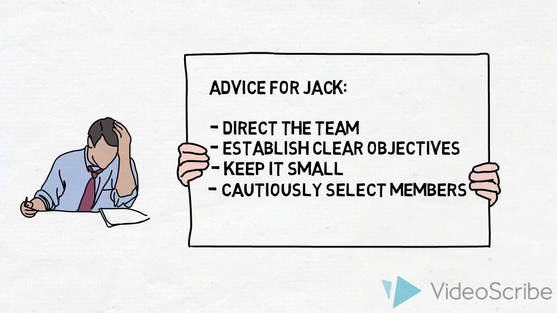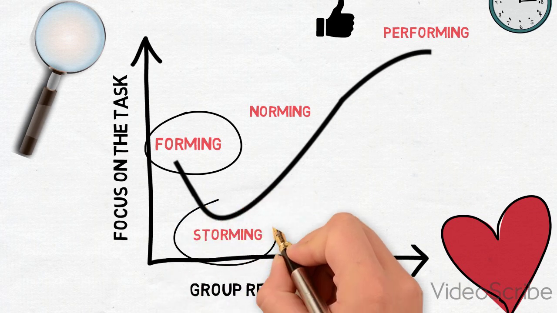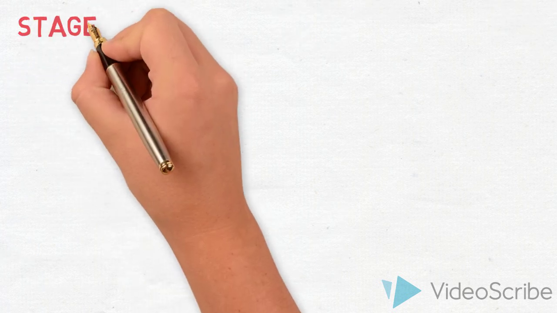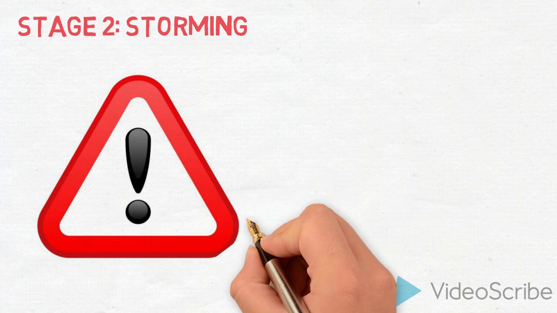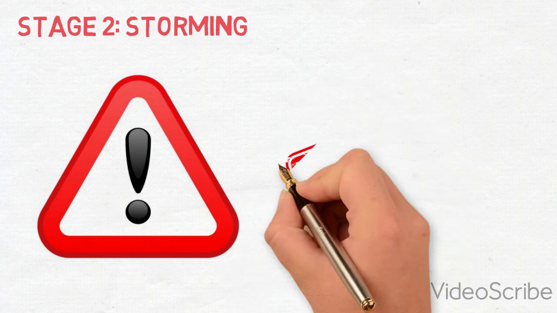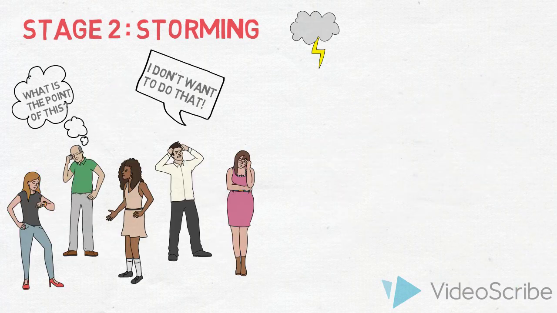The second stage is the storming stage. Here people start to push against the boundaries established in the forming stage. This is a very crucial stage because this is the stage where many teams fail.